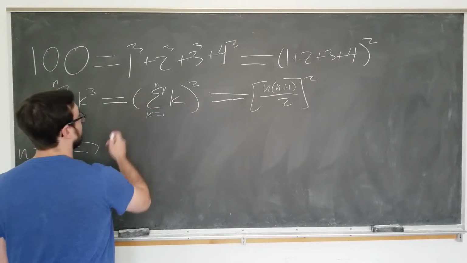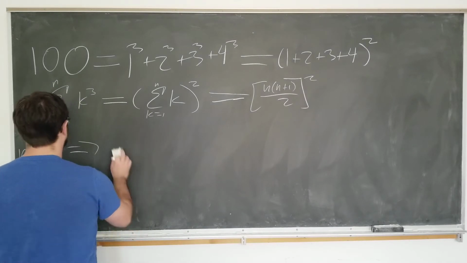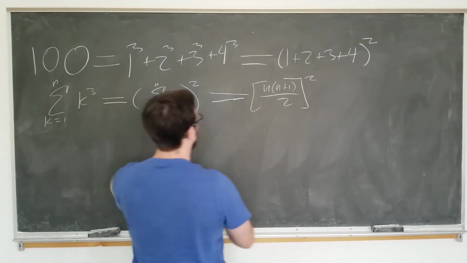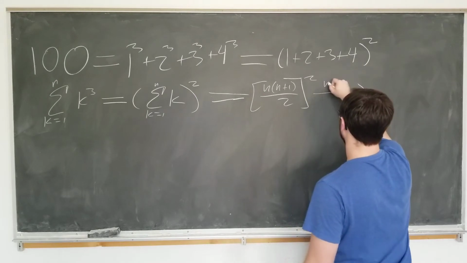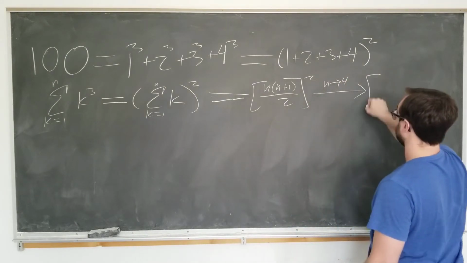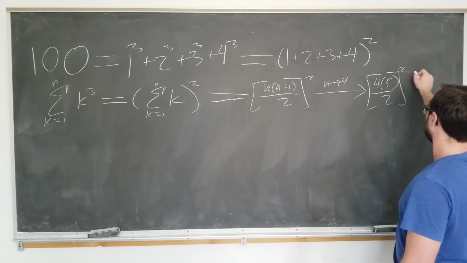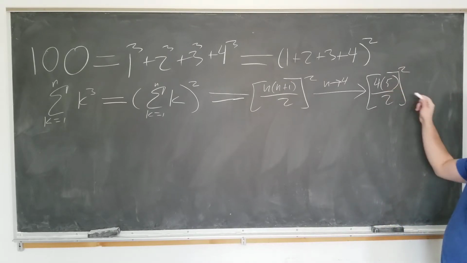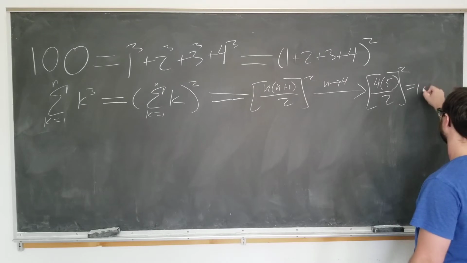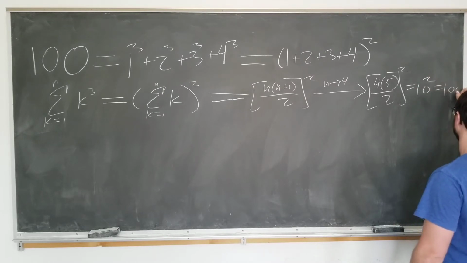This tells us that everything we have up here as n goes to 4 is just (4 times 5 over 2) squared, which is 4 times 5 is 20, over 2, which is 10 squared, is 100.